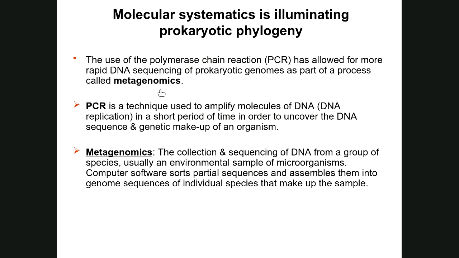How do we define metagenomics? Metagenomics as a whole is the collection and sequencing of DNA from a group of different species that usually come from an environmental sample of microorganisms. In addition, metagenomics uses computer software to help sort partial DNA sequences and assemble them into genome sequences of individual species that make up that environmental sample.